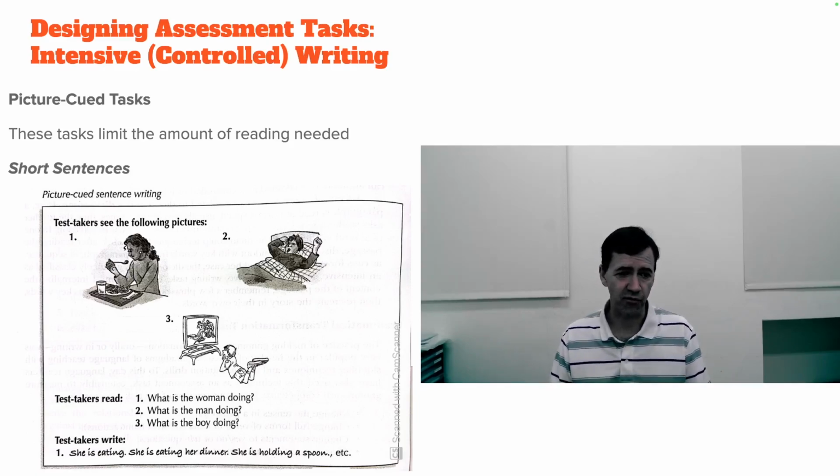Now, really it's about the form, because what is the woman doing? So we're assessing the tense here, right? Same with number two, what is the man doing? He's waking up, he's getting up. Number three, what is the boy doing? He's watching TV, he's taking a break. Something that matches.